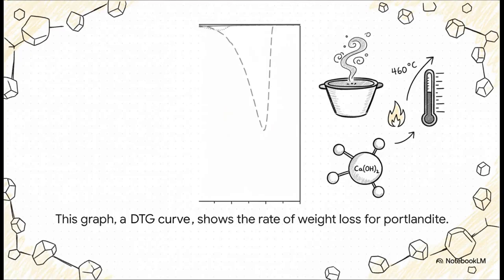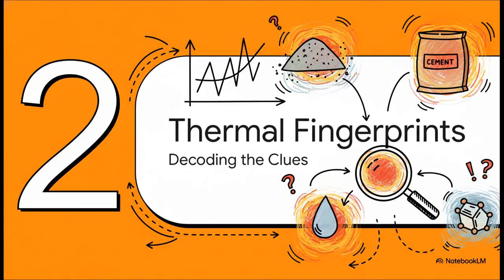This graph is called a DTG curve, and what it shows is the speed of the weight loss. Think of it this way. A really sharp peak means a lot of weight is being lost very, very quickly at one specific temperature. So for a pure substance like Portlandite, which is a key ingredient in hydrated cement, we see the super clear peak right around 460 degrees Celsius. That's the exact moment it decides to release its water molecules. It's our first clue. That single peak, that one little clue, is the key to everything.